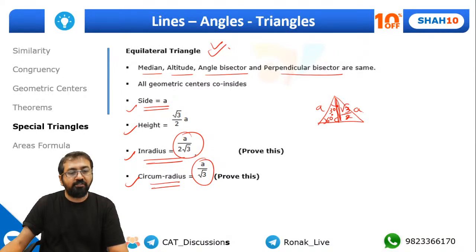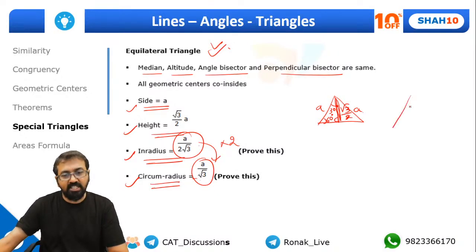In case you are not aware, quickly write down: height √3 by 2 times side, inradius A by 2√3, circumradius A upon √3. Remember, circumradius is twice the inradius. If we double the inradius, we get the circumradius. Let's understand why this happens.